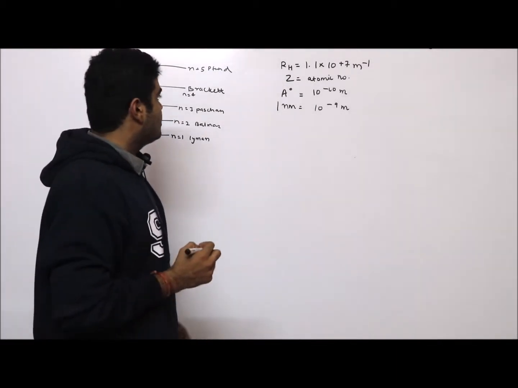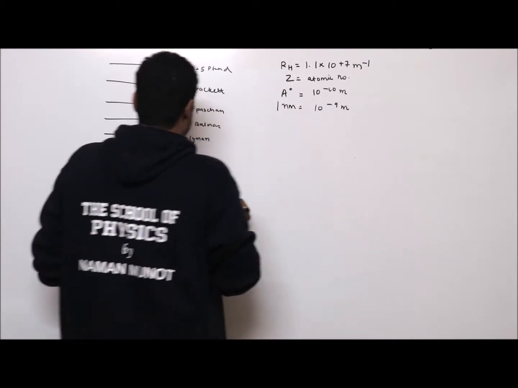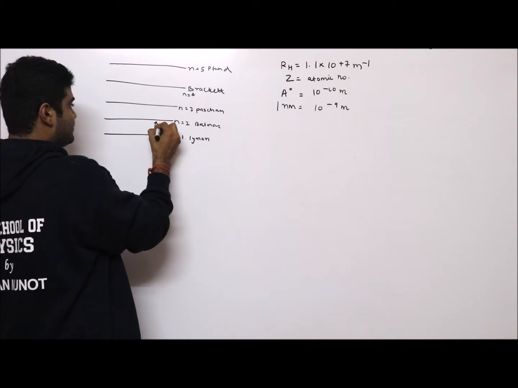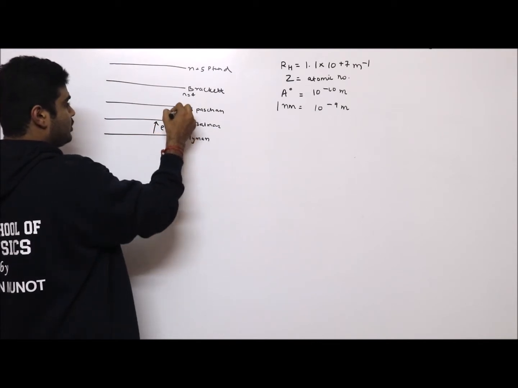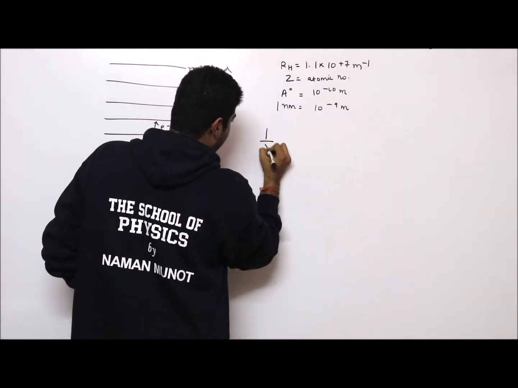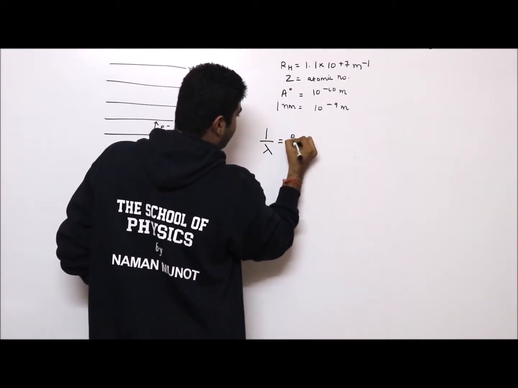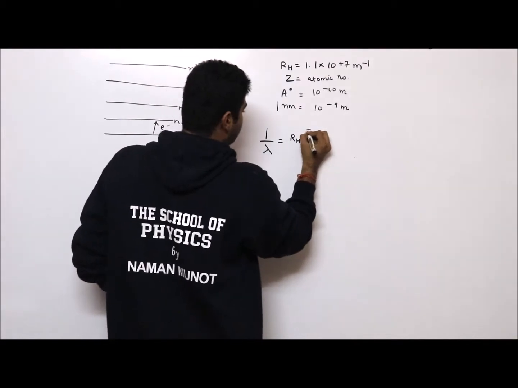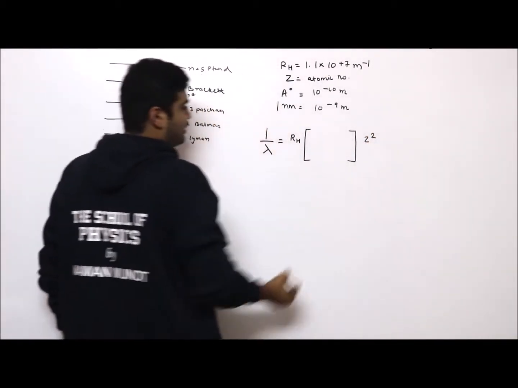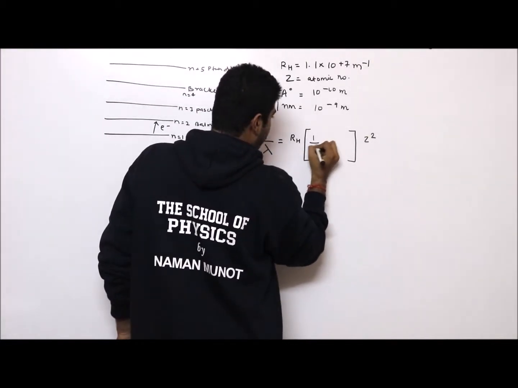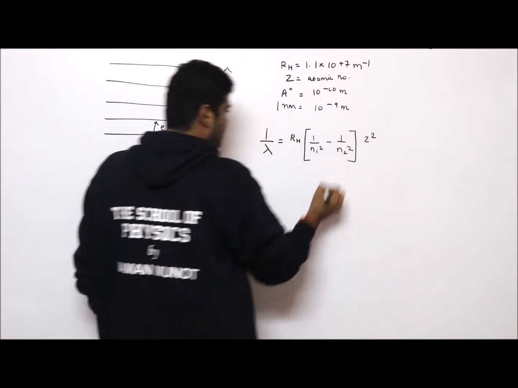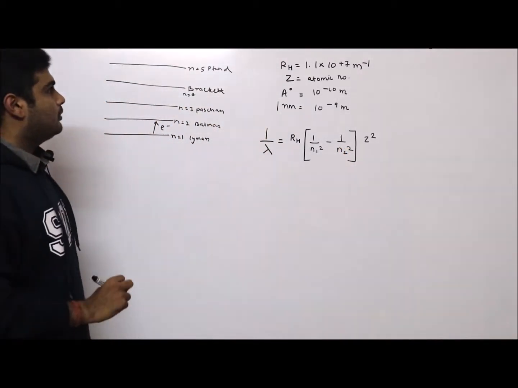If an electron jumps from any n1 to any n2, then the wavelength is given by 1 by lambda equal to RH, the Rydberg constant, into Z square, where Z is the atomic number of the atom, into 1 by n1 square minus 1 by n2 square. This is the Rydberg formula.